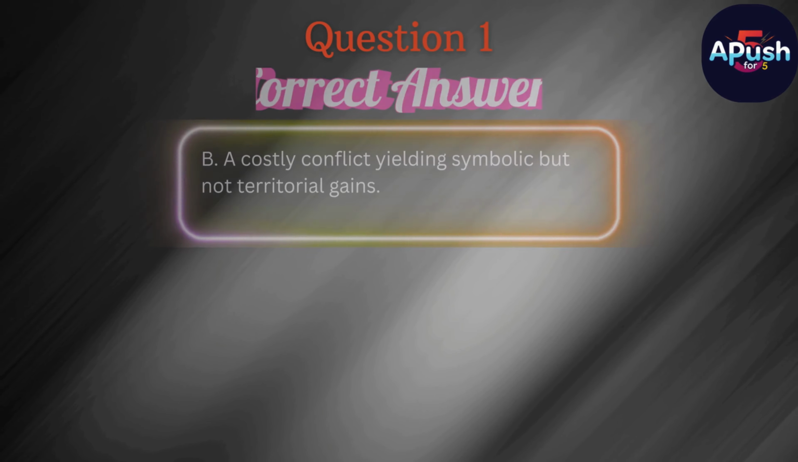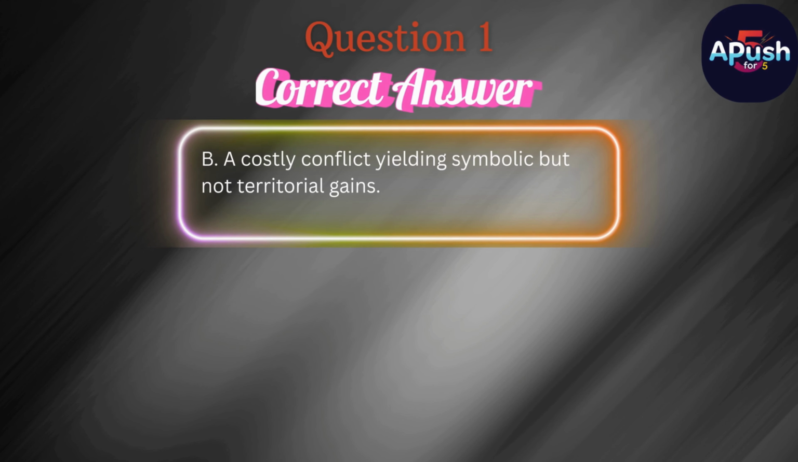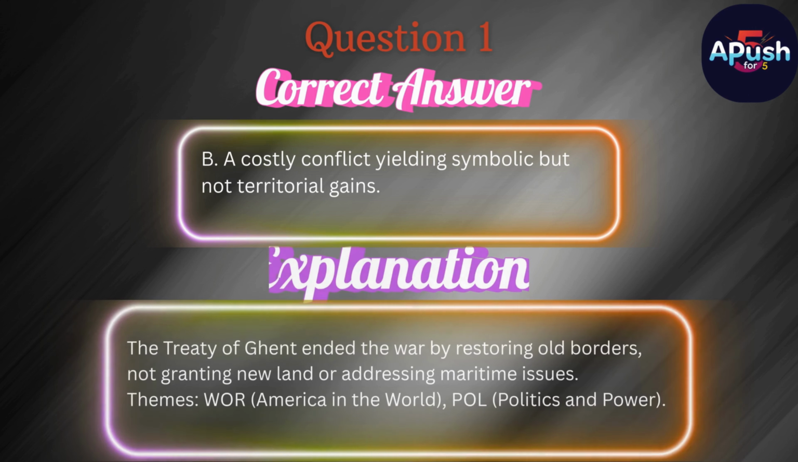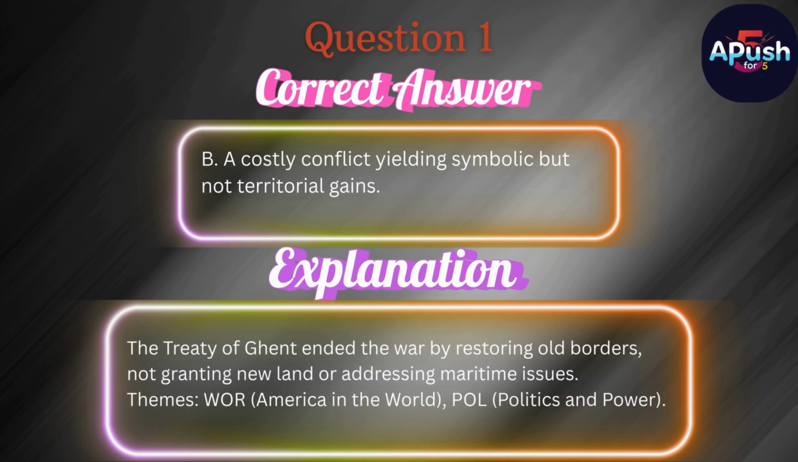The correct answer is B, a costly conflict yielding symbolic but not territorial gains. The Treaty of Ghent ended the war by restoring old borders, not granting new land or addressing maritime issues.